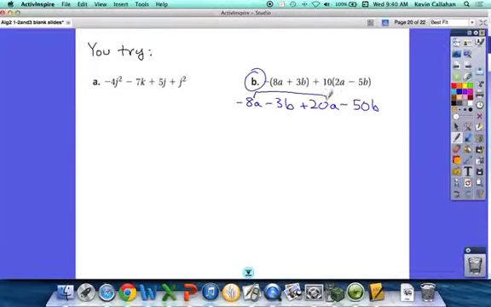Okay. These are like terms, and these are like terms. How many a's do you have? 12. Negative 8 plus 20 is 12. And how many b's do you have? Negative 53. Okay.